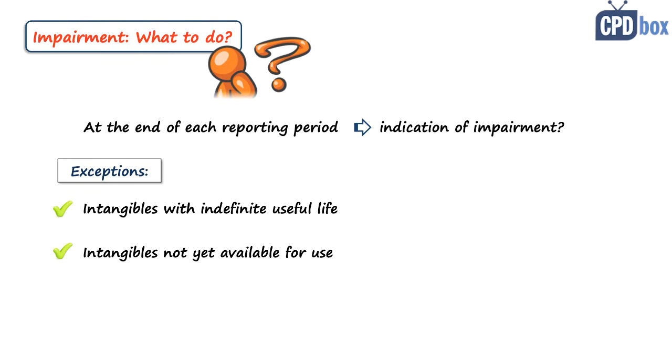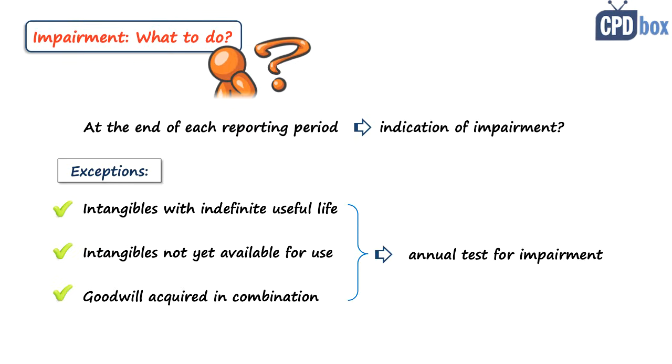Of course, there are some exceptions to this rule. For example, intangible assets with indefinite useful life, such as trademarks or goodwill, and these assets basically need to be tested for impairment annually. What shall we consider when assessing indicators of impairment?